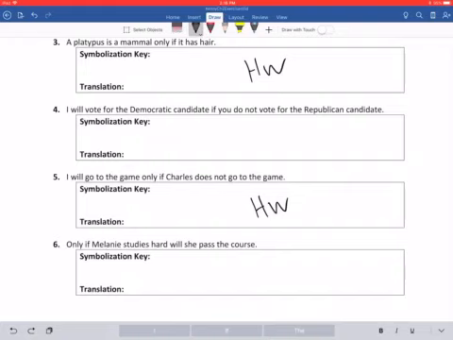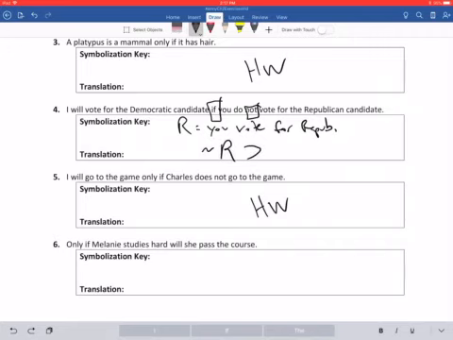I will vote for the Democratic candidate if you do not vote for the Republican candidate. So again, the if comes later, right? And there's a not here. So if we call R you vote for the Republican candidate, right? So if you do not vote, so if not R, then I will vote for the Democratic candidate. We'll call that D. So again, the if comes second in the English sentence, but it doesn't matter because whatever comes after the if is going to be the antecedent of the conditional. Antecedent again means to the left of the horseshoe.